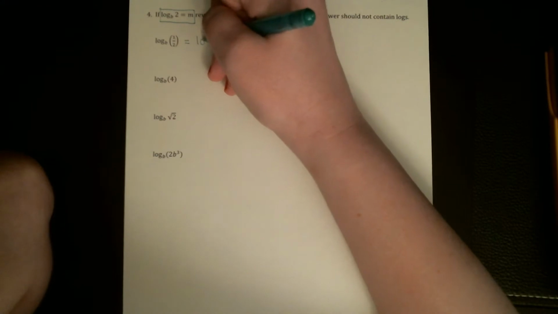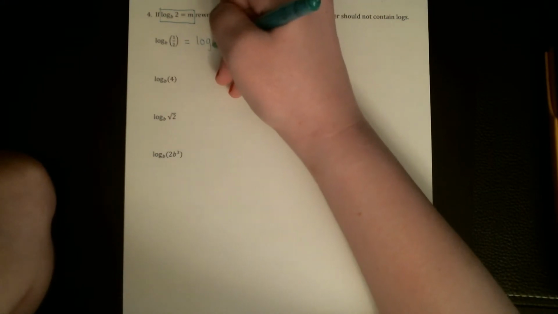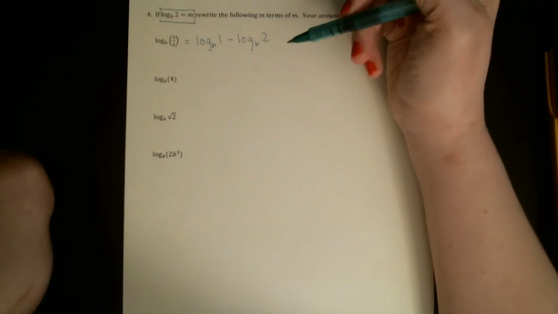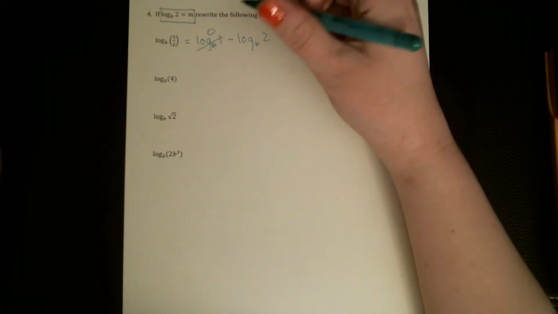One is you could use the quotient property that says if you have the log of a quotient, that splits up into the difference between the two logs. So we'll get the log base b of the top minus the log base b of the bottom. Log base b of 1, even without knowing b, I should be able to figure that one out. What power of b gives me 1? The answer is 0. The log base b of 2, that's my m.